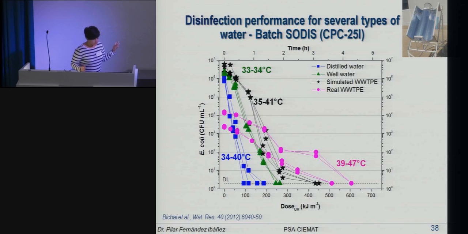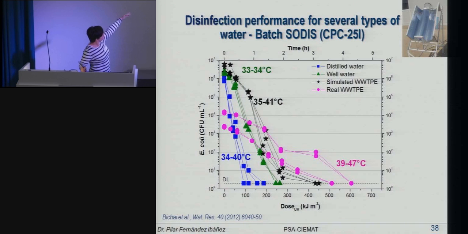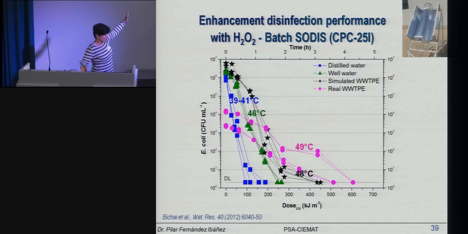But when you add 5 and 10 milligrams per liter of hydrogen peroxide to the system, if you compare these studies with the addition of hydrogen peroxide, you see a quite important decrease in the treatment time. So what we did here is to evaluate this treatment to decrease the log of E. coli as much as possible to reuse this water for irrigation purposes. And of course, we monitored the concentration of hydrogen peroxide, and we didn't observe residual concentrations because it reacted with the organic matter present in this water.